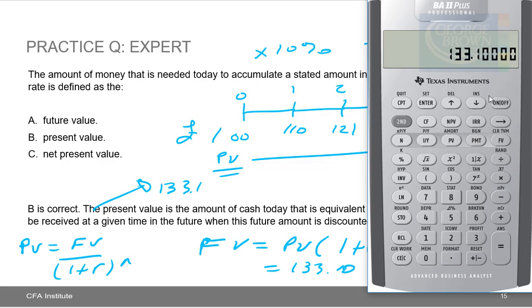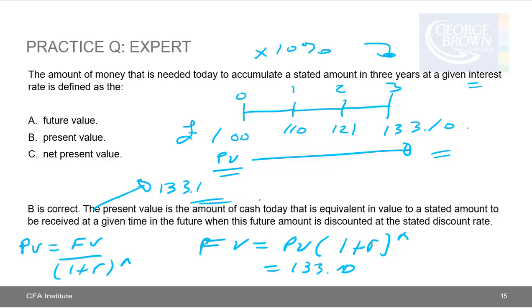So if we make that our future value, and just work our way backwards, divided by 1.1, divided by 1.1, I'm just doing it 3 times, dividing it by 1.1, and we're back to our £100, okay? So £100 in the present equals £133 and 10 pence in 3 years if we're using an interest rate of 10%, okay?